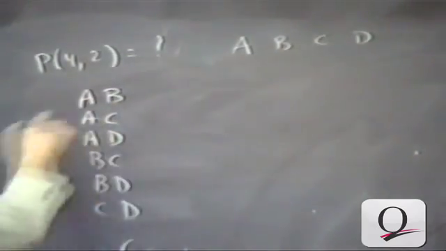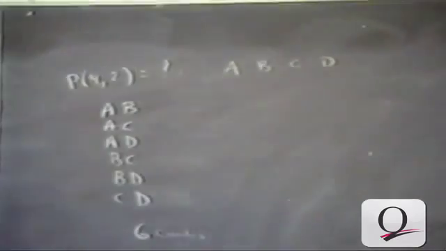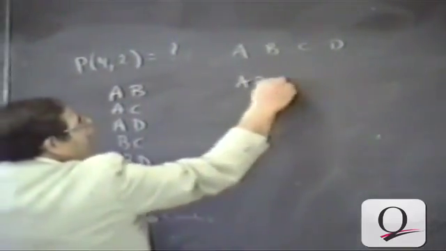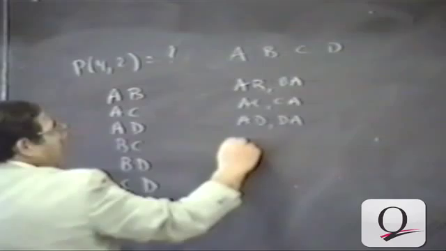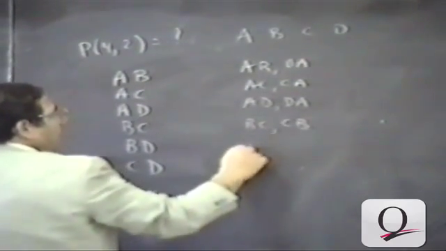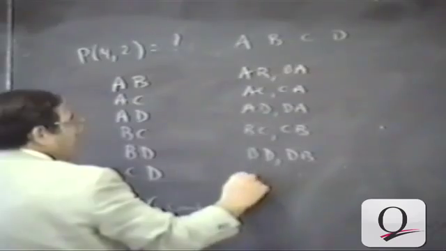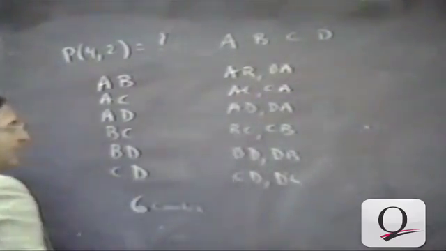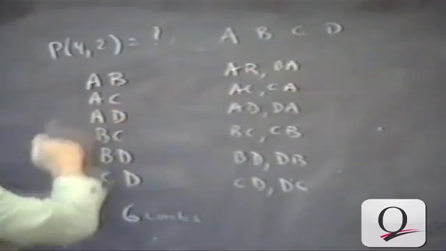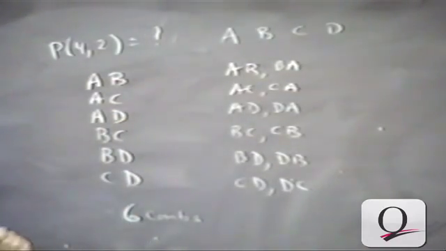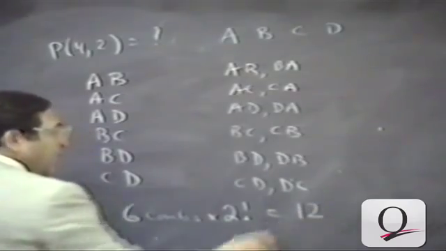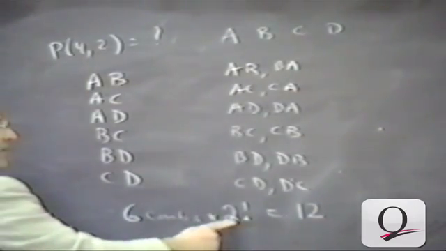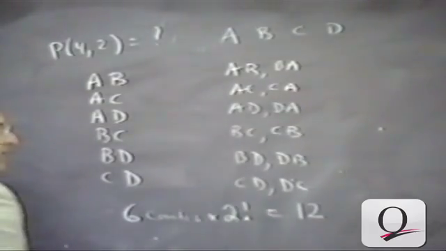But each one of these could be permuted in 2 factorial ways. AB, BA, AC, CA, AD, DA, BC, CB, BD, DB, CD, DC. How did I get these 12? Because I multiplied by the number of ways each of these could be permuted. In the case of 2, it's just 2 factorial. So we take my 6 combinations, multiply by 2 factorial, since each of these is 2 letters, and get 12.